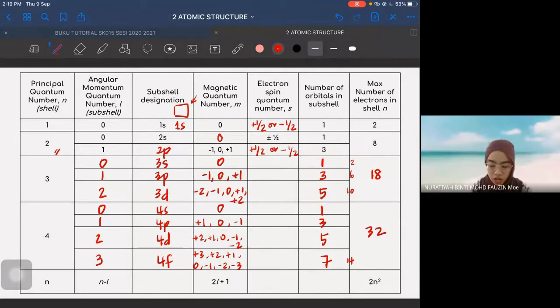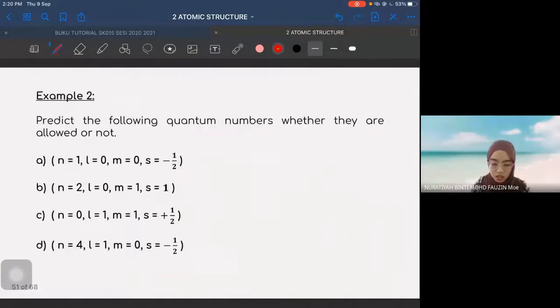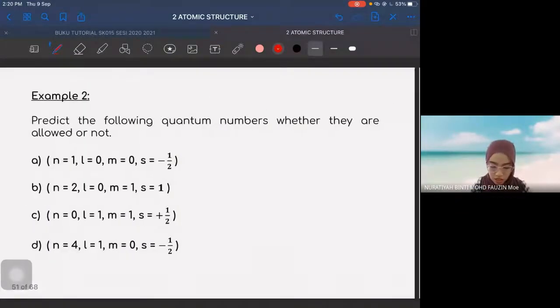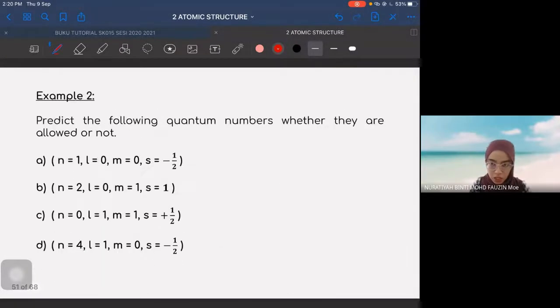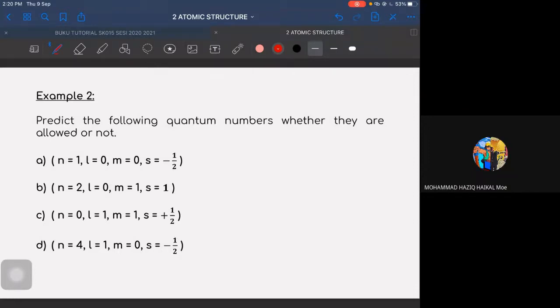Okay, so benda ni penting lah. This is like the basic concept for you in this chapter. Right? Okay, so next. Yang ni. Jawapan mana yang saya tak bagi? C and D. C and D, okay.